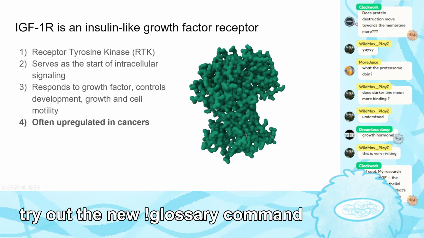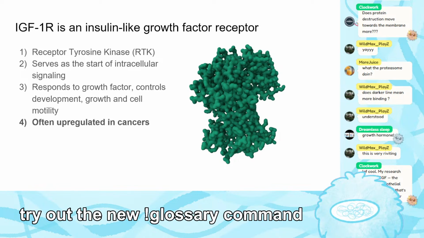So IGF-1R is an insulin-like growth factor receptor. This is a receptor tyrosine kinase. This matters if you're a biologist, but if you're not, don't worry about it. This serves as the start of intracellular signaling. So this is a receptor that is at the membrane surface, and in response to binding of growth factor, they activate cellular pathways that respond to growth, development, and cell motility.